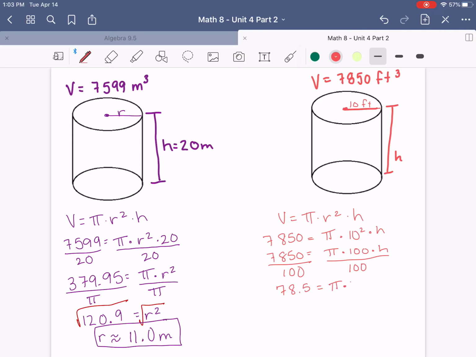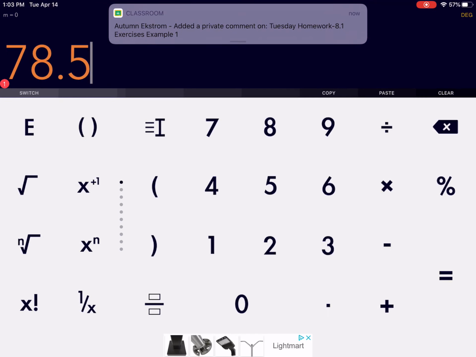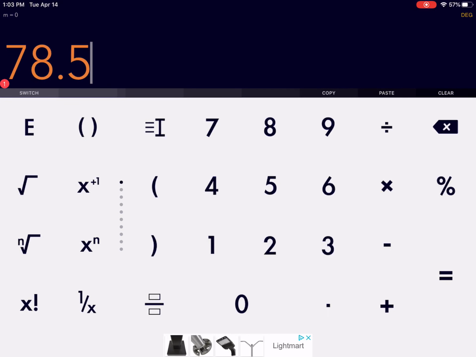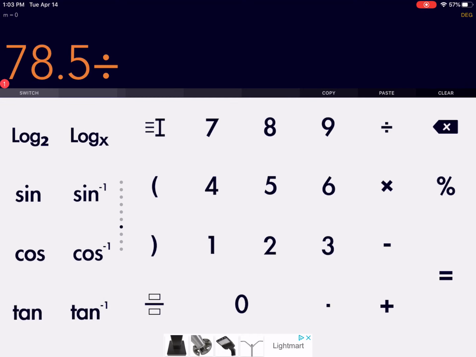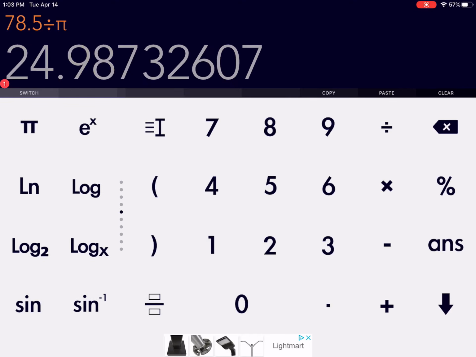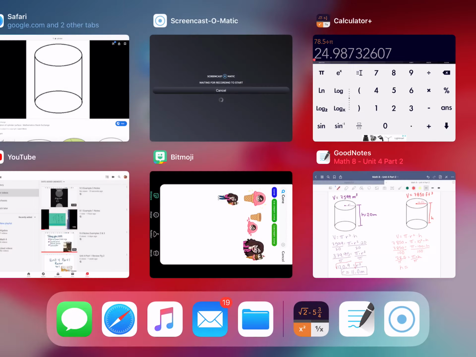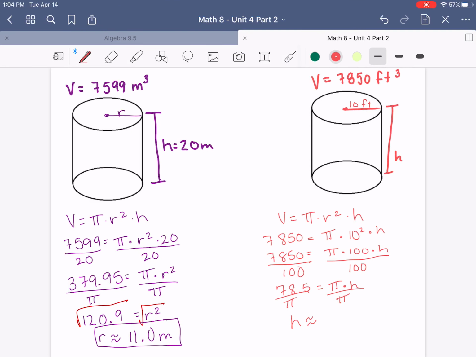And now on this side we're left with pi times h. To get the h by itself, I'll divide by pi on both sides. That gives 24.98, so that 8 is going to tell our 9 to bump up. Well, we can't do that without bumping up the ones place, so this is about 25 feet.